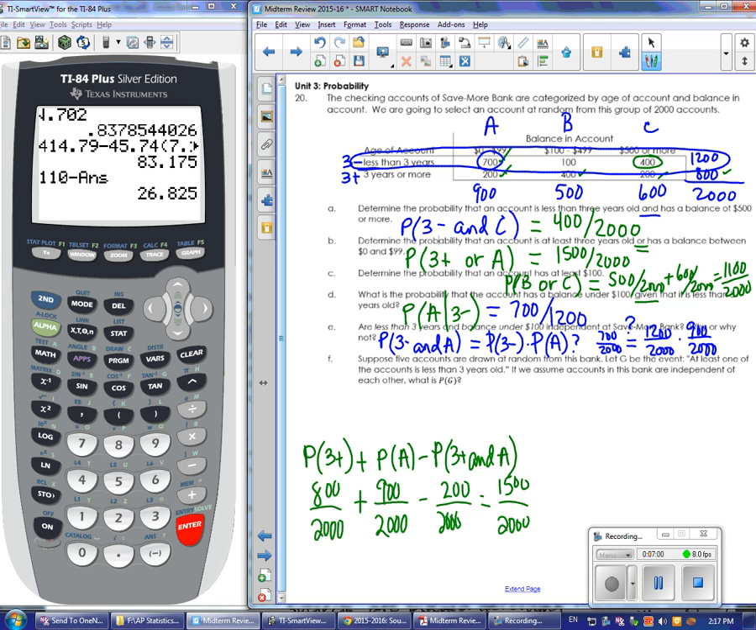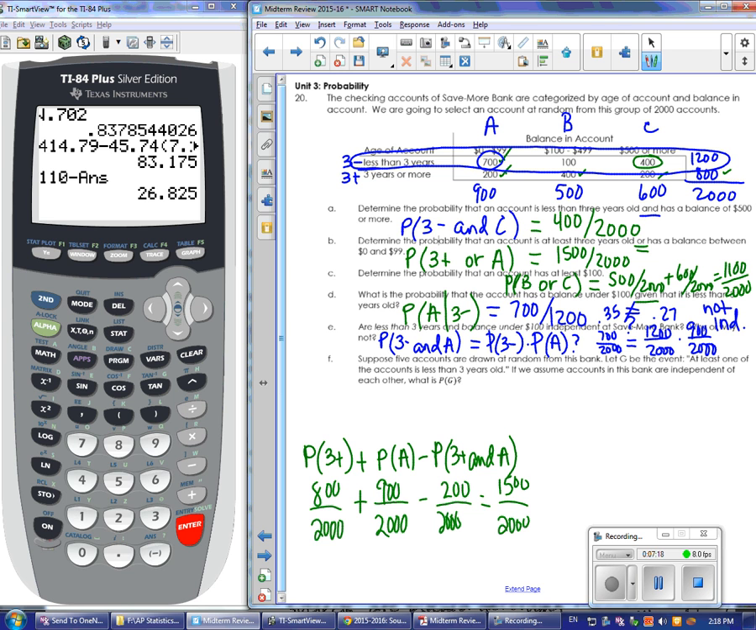And so when you simplify, I think you end up with 0.35 here. I'm just going to do this up here. And then when you multiply those two fractions, you end up with 0.27. And since those values are not the same, the events are not independent.